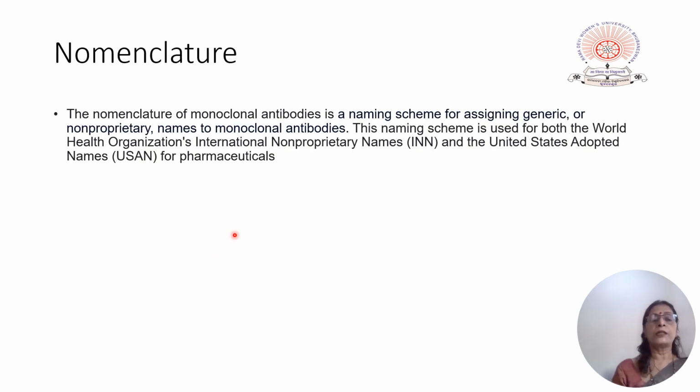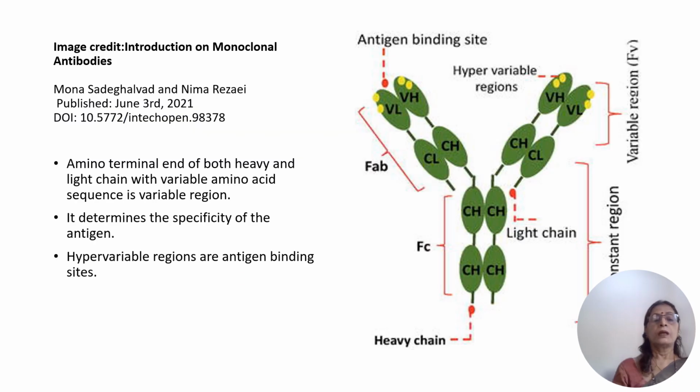The nomenclature of antibody is according to certain principles, and it is recognized by INN and USAN. This is the picture of an antibody molecule. Each antibody molecule has some specific regions. There are 2 light chains and 2 heavy chains. On the basis of molecular weight, they are categorized as light chains and heavy chains.